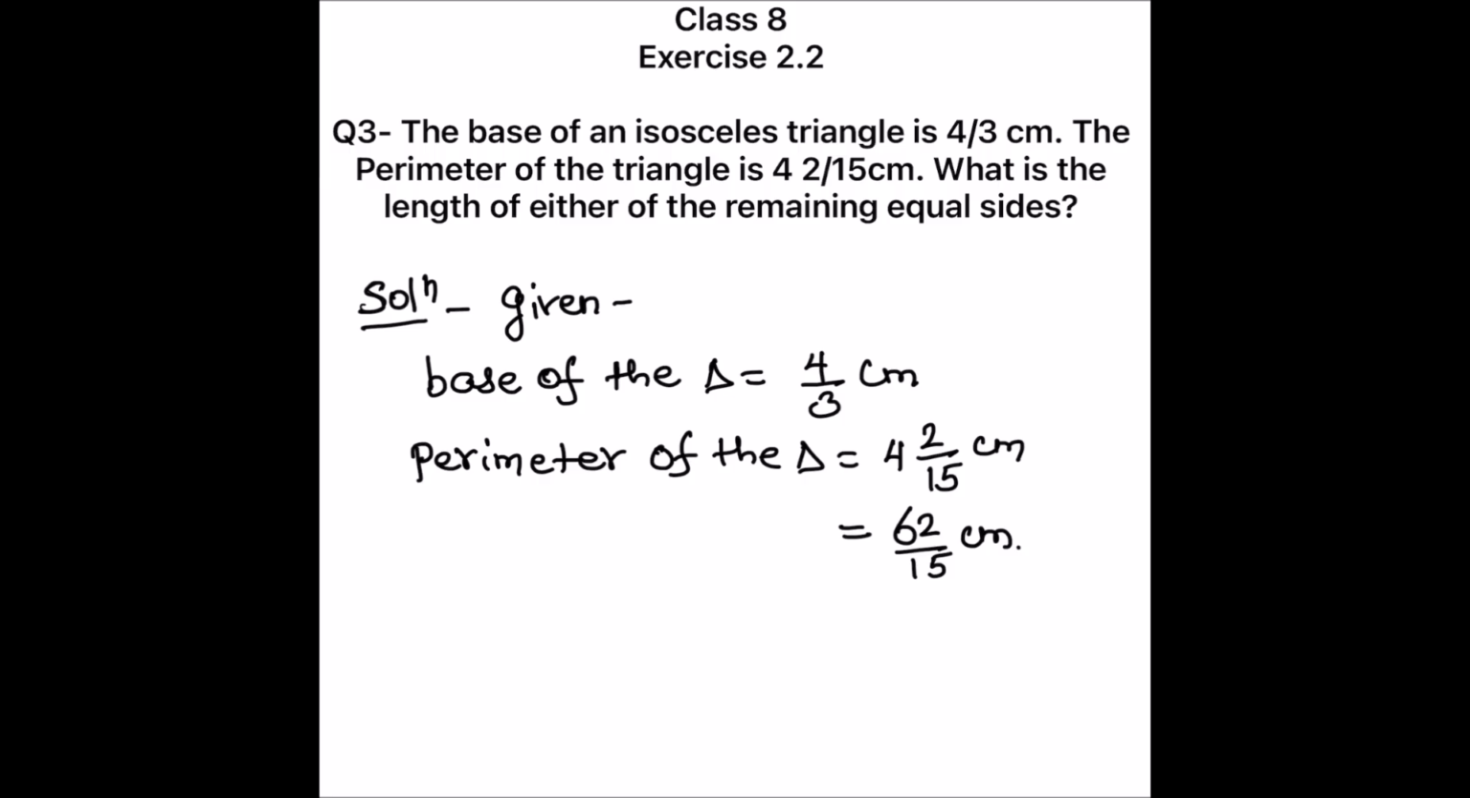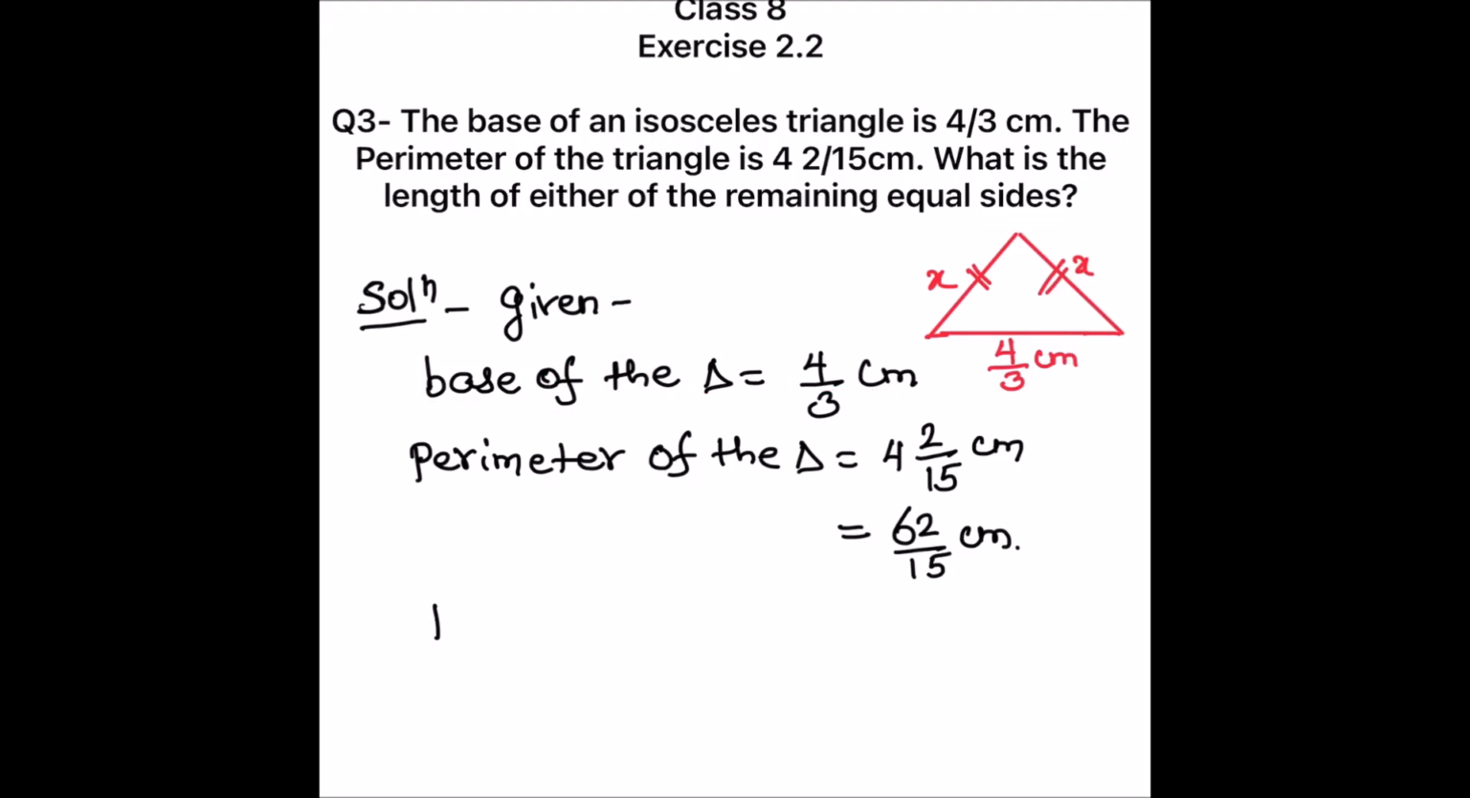Let's draw the triangle first. So these two sides are the equal sides of the triangle. We need to find these two sides. Let's say that the equal sides of the triangle be x. That's going to be x. And this is given as 4 upon 3 centimeters. Let the length of either equal side be x centimeters.